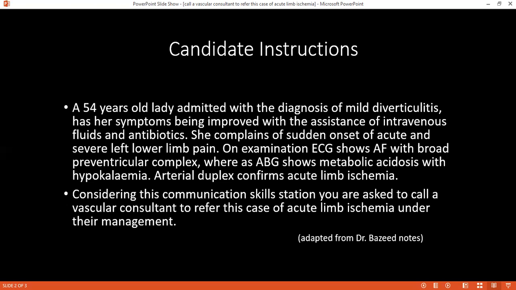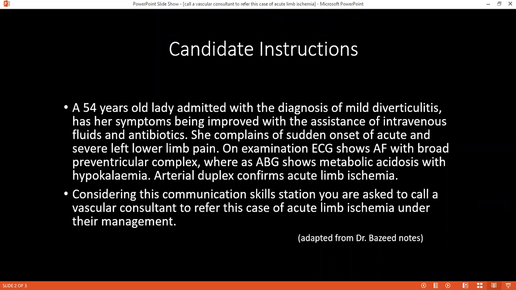And how are you going to manage this patient? So as this patient is having hypokalemia, I will correct the hypokalemia by giving normal saline or dextrose water with KCl. And also I will correct the atrial fibrillation with anticoagulants and cardioversion. And also I will correct the metabolic acidosis. And for the limb ischemia, we will do thrombolysis or embolectomy if the limb can be saved. But if the limb is not viable, then I will go for amputation.